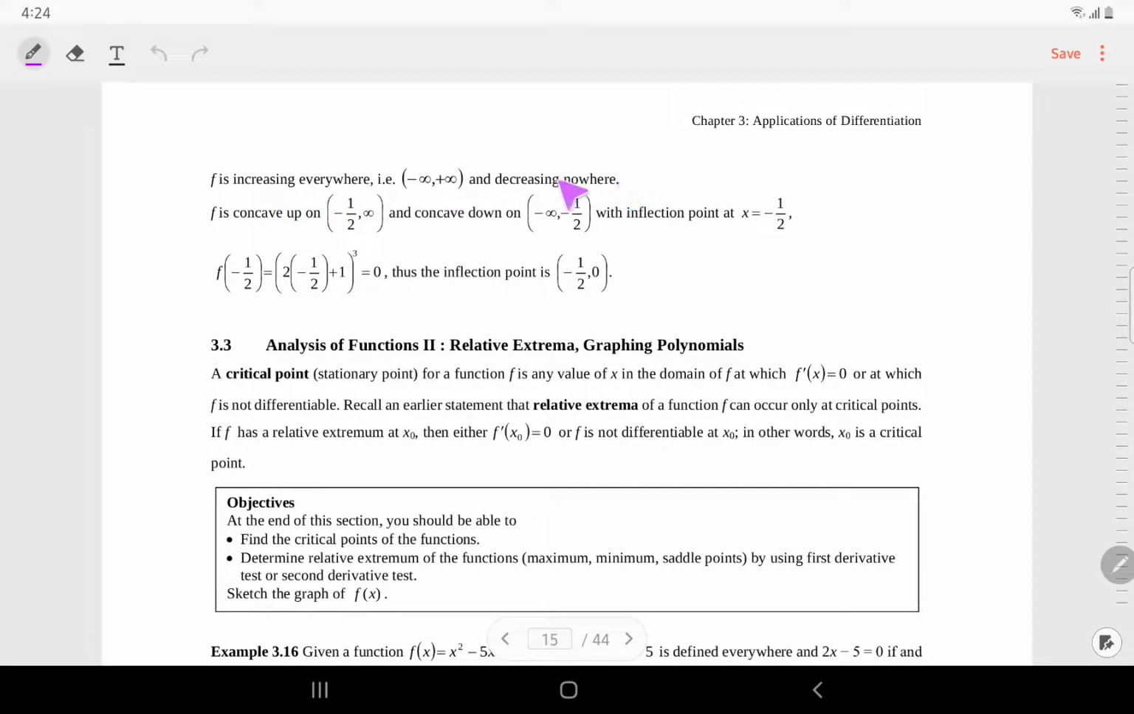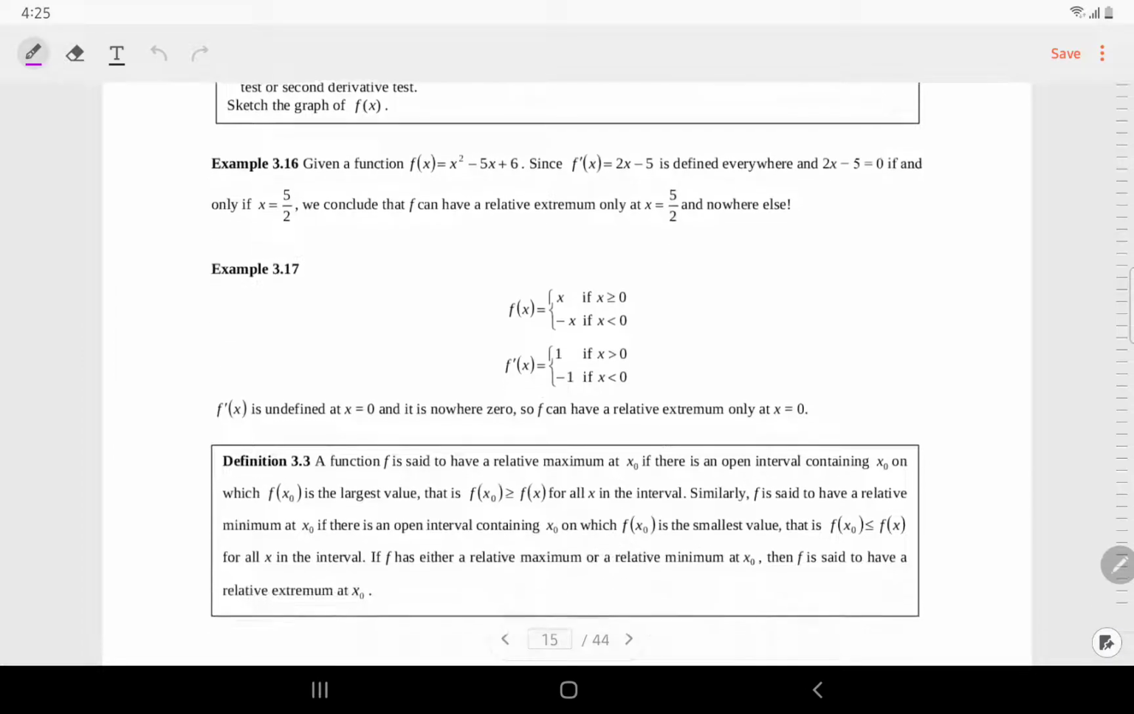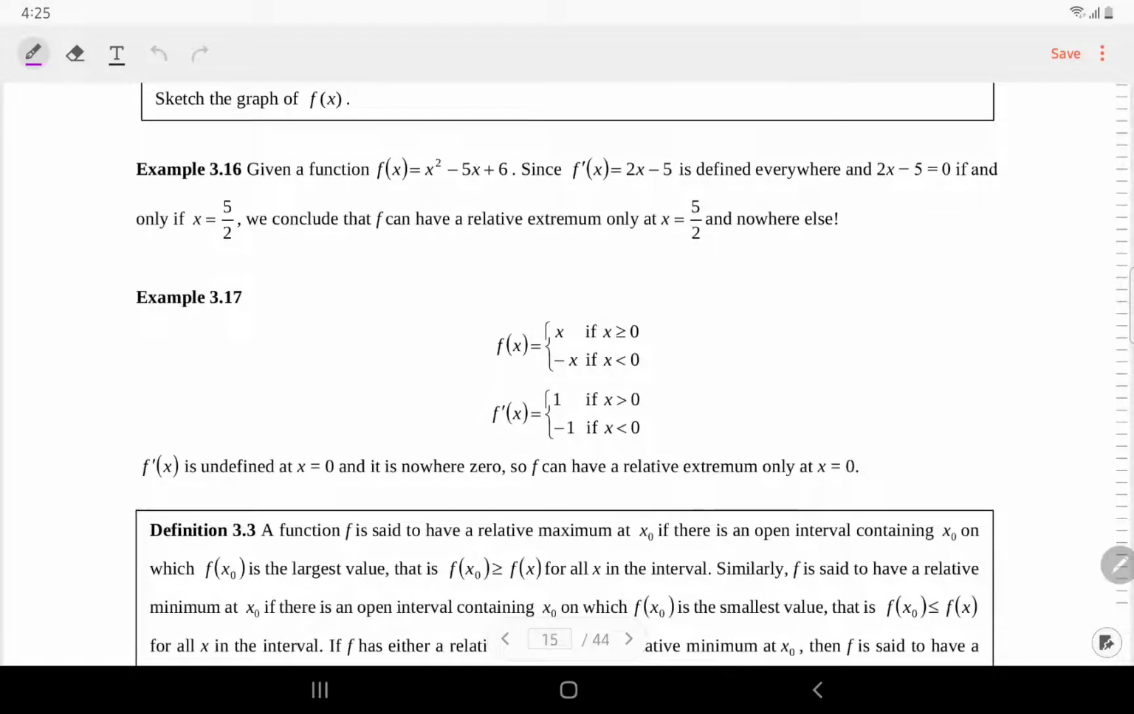So kena buat conclusion lah dalam bentuk ayat macam ni. Okay, next, analysis of function 2. Okay, we want to know about the relative extrema and graphing the polynomial. Okay, we straightly look at example 3.16. Okay, given this function.